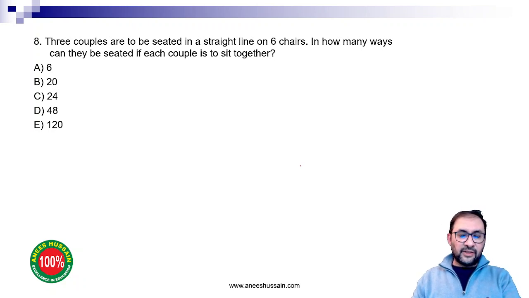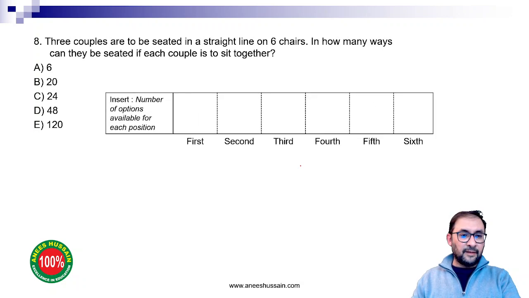Okay, so let's do the hangman method for this. That's going to be our first technique. So we have the first seat, second seat, the third seat, the fourth, the fifth, and the sixth. Each of these positions represents a single seat, and only one person can sit on one seat. So for the first position, remember there are a total of 6 people. So there are 6 options for the first position. You can put anybody here without any restriction.